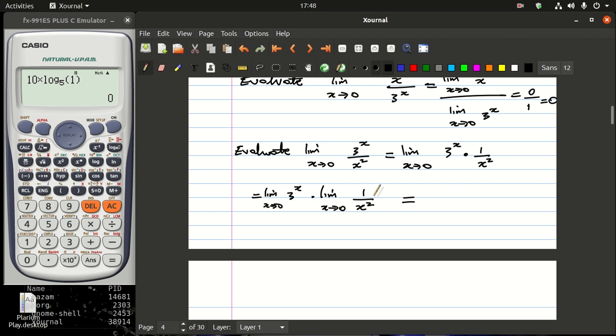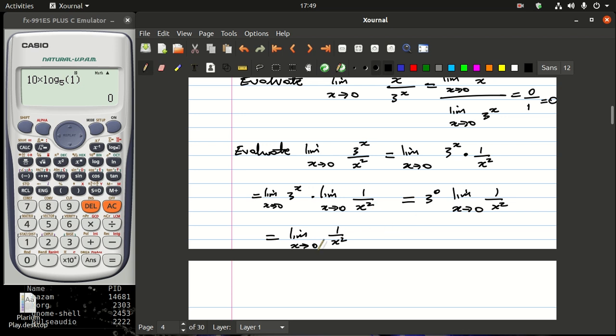The limit as x approaches 0 of 3 to the power x is going to be 3 to the power 0, times the limit as x approaches 0 of 1 over x squared. And this whole thing here, of course, is going to be 1. A positive number raised to 0 gives you a 1. So this is just the same as the limit as x approaches 0 of 1 over x squared.